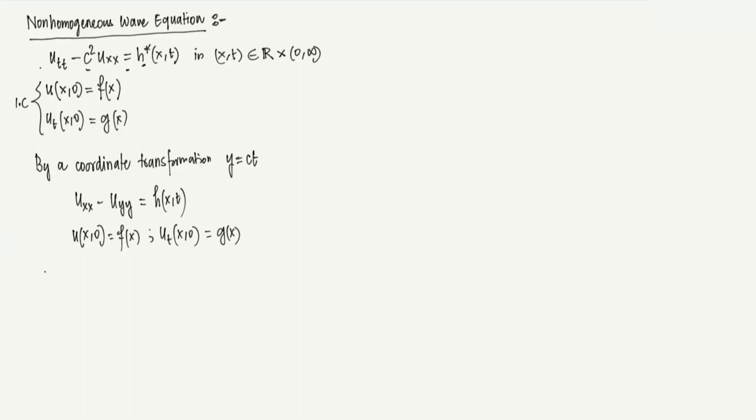Here h of x, y is nothing but minus h star by c squared, and g of x is g star by c. Is it okay? This is just a change of variable. What we are doing is writing the L of u part, the operator part, independent of any c, and we are pushing the c to the other side. One second, this is f star and this is g star. Fine. Now we need to solve this problem.